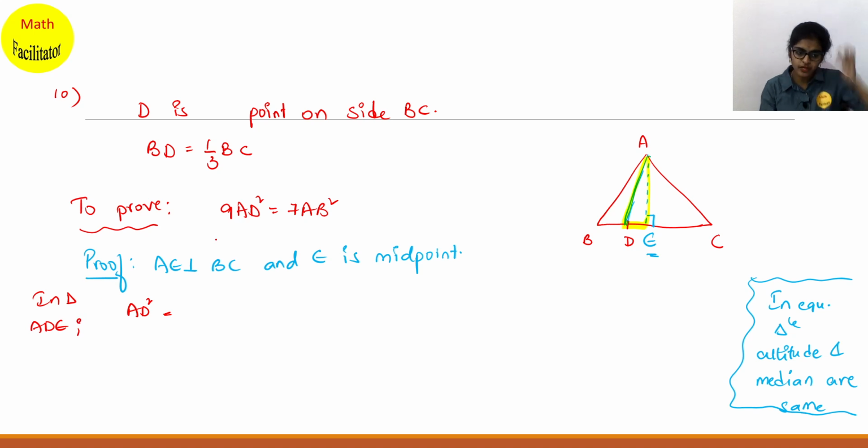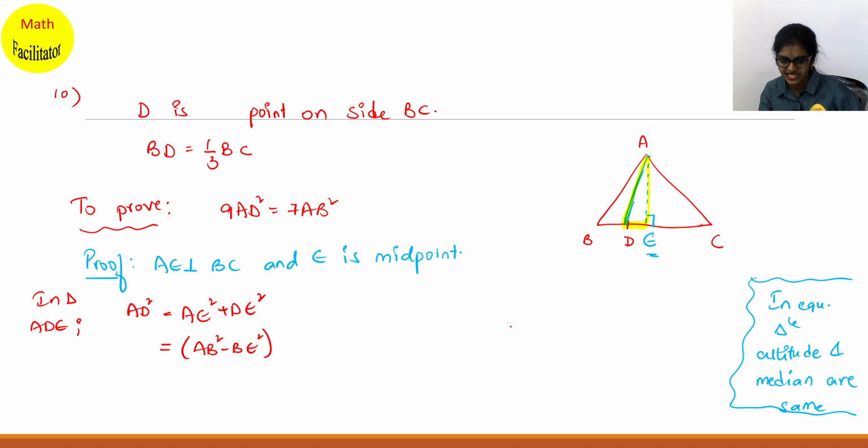why are we considering this? Because in the question you have AD square. AD square is equal to AE square plus DE square. Now AE square is nothing but the altitude squared, and I can write AE square as AB square minus BE square. I'll tell you how.